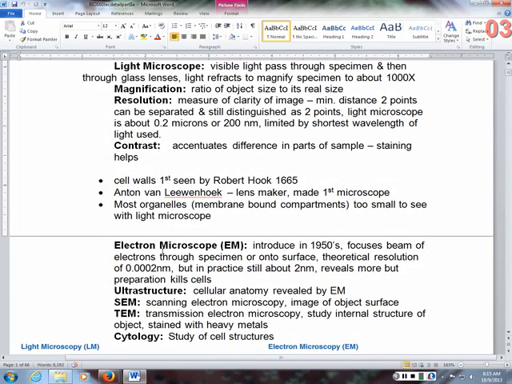So your cell walls were first seen by Robert Hooke in 1665. Anton von Leeuwenhoek was a lens maker who made the first microscope. The first microscope was actually just like a magnifying glass, a single lens. And he called the things he saw, the cells, beasties. Most of the organelles, which are your membrane-bound compartments in a cell, are going to be too small to see, at least with the light microscope.